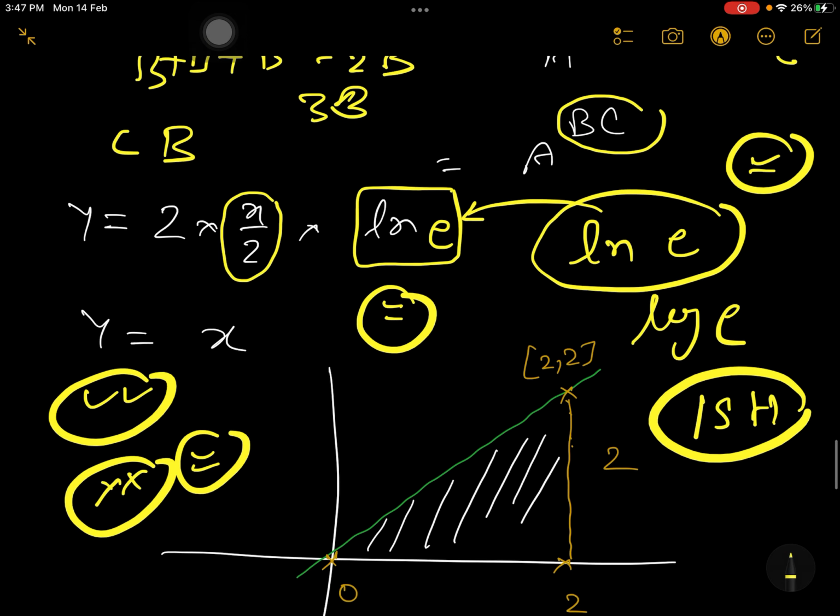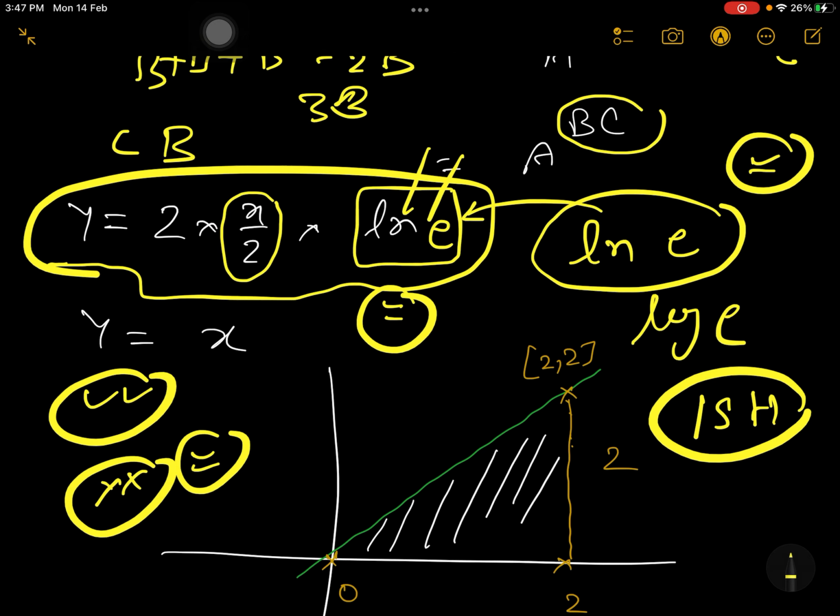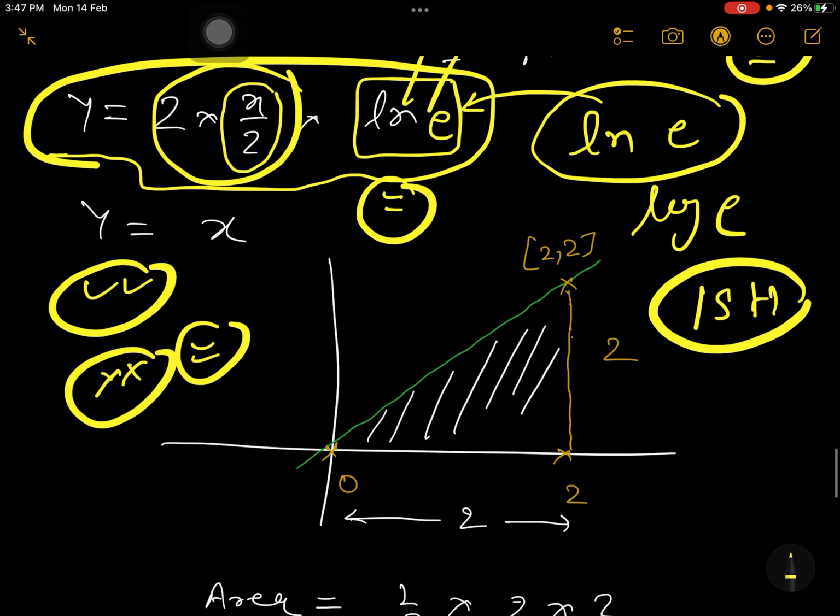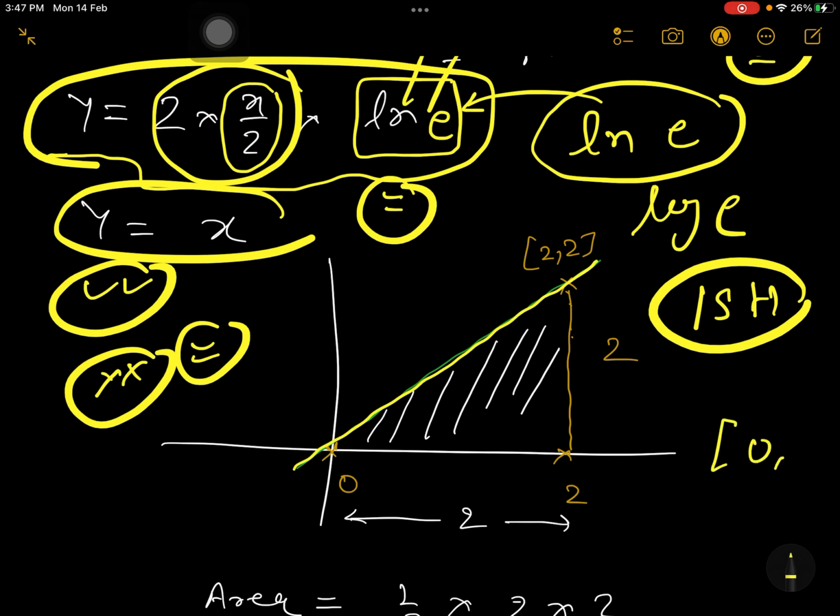Now you see, this y is equal to this much is coming, right? So this ln e, you keep 1. So you are remaining with x. So y is equal to x, which is nothing but this line. Right, so they told us in closed bracket.